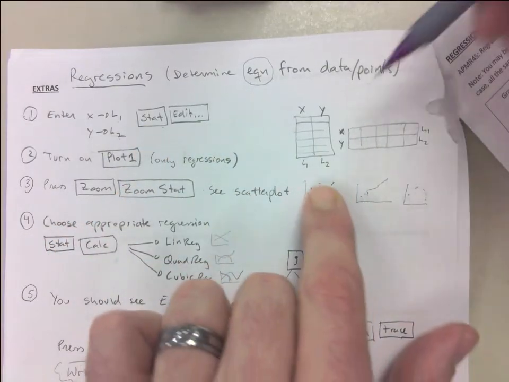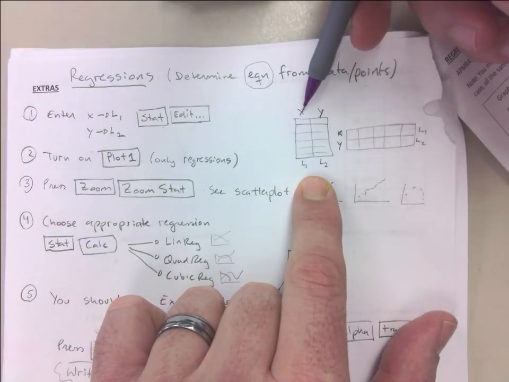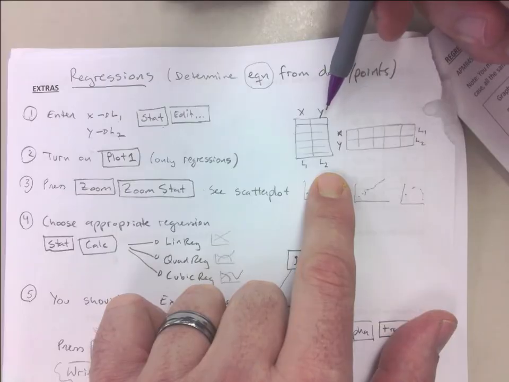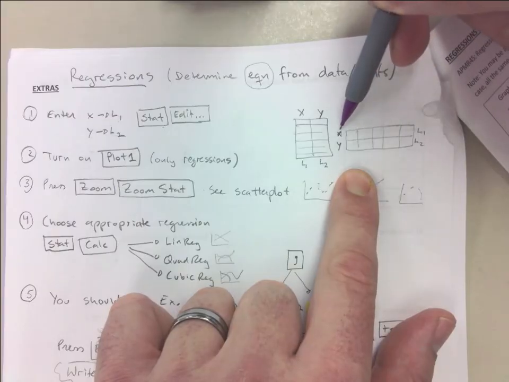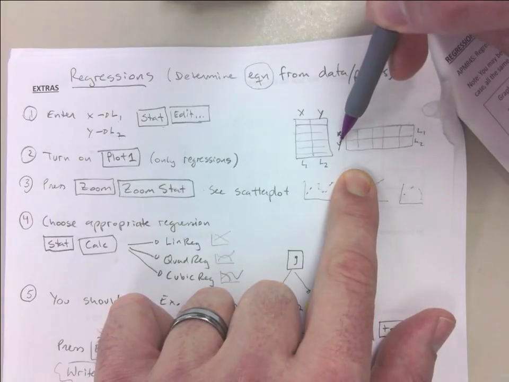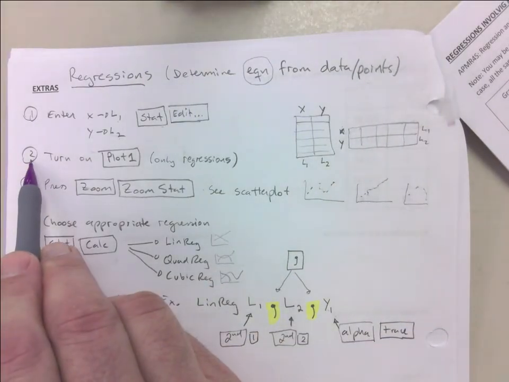Pay close attention to this part. If you have a vertical table, no exceptions: this is your x, that is your y. No exceptions. If you have a horizontal table, the first is your x, the second one is your y. No exceptions. Okay?